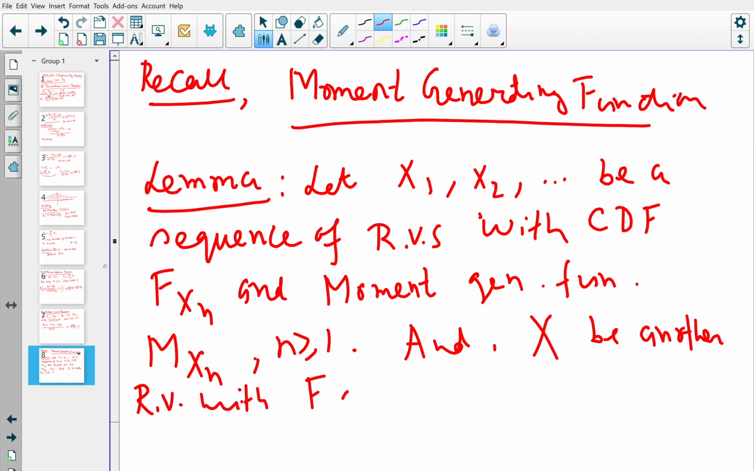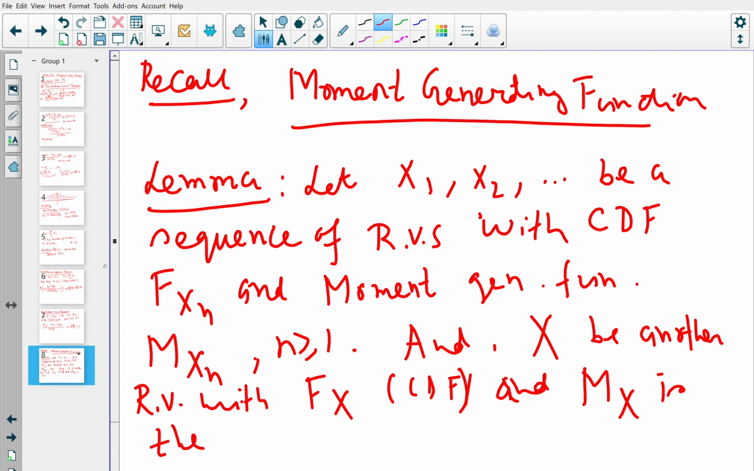with F(x) as the CDF, and M_X as the moment generating function of X. Okay, so if this is given, then what happens?